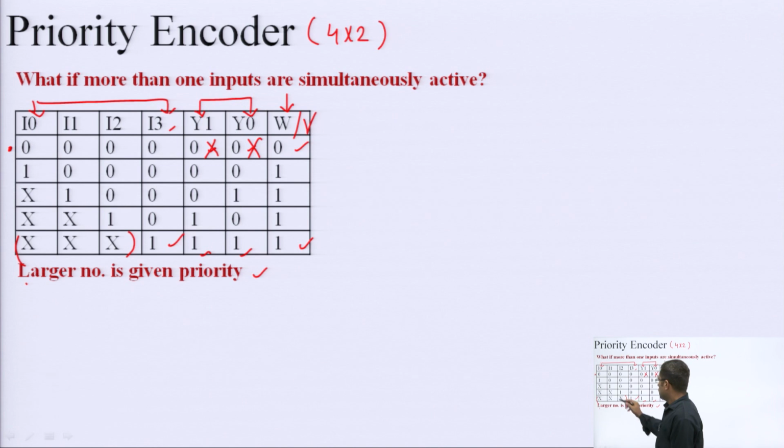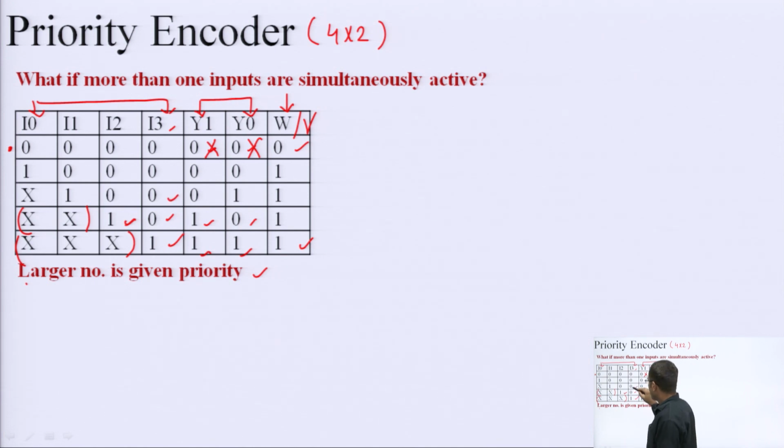Similarly, if I3 is 0, only then is there a possibility that I2, I1 and I0 can be encoded. So, if I3 is 0 and I2 is 1, then the numbers lesser than this, I1 and I0, are redundant; whether they are 0 or 1, it does not affect me. So, if I2 is 1 and considering the fact that I3 is 0, this gives me the output 1 0, because 2 when converted into binary is 1 0. So, that is why 1 0 is the output.